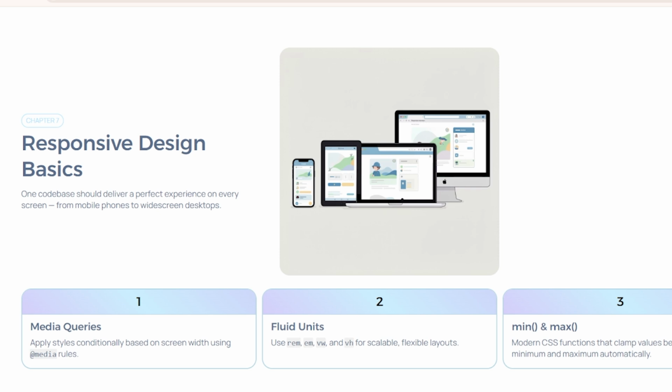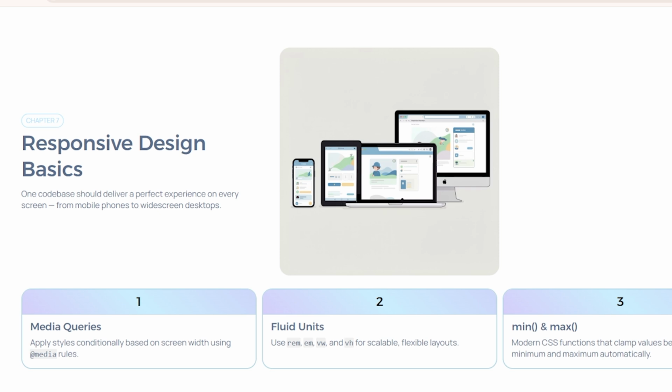Okay, and then media queries allow us to apply styles based on screen size, like media max-width, media min-width. This type of media query helps to create mobile friendly websites. Okay, and then the units like pixels, rem, em, vh, vw. These scale better across devices.